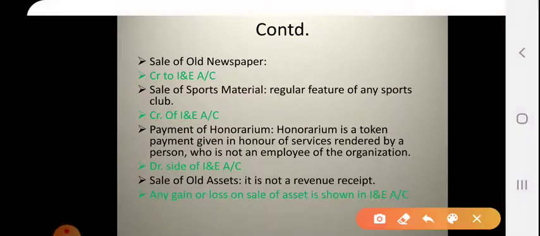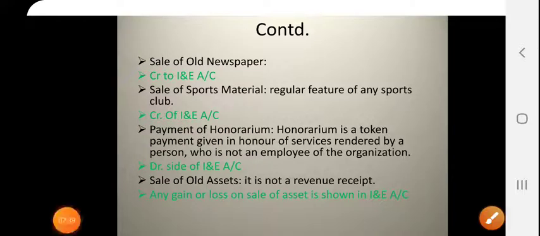Next, sale of old newspaper. Again we will think whether this sale of old newspaper is of a recurring or non-recurring nature. It is recurring in nature, because we keep buying newspaper every day and it gets old, and after getting old we sell it. So we show this on the credit side of the income and expenditure account.